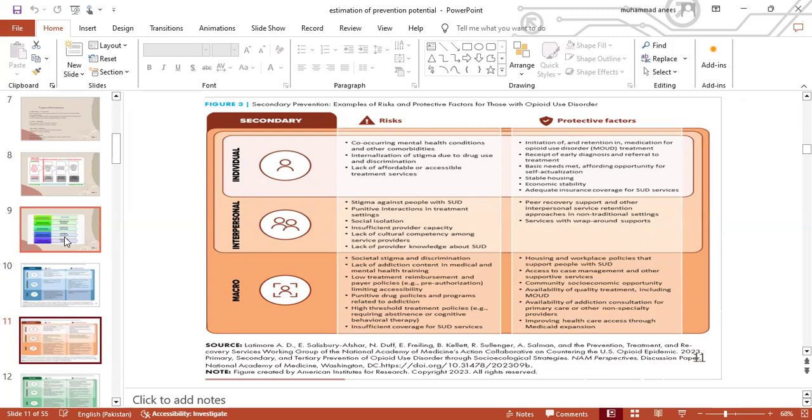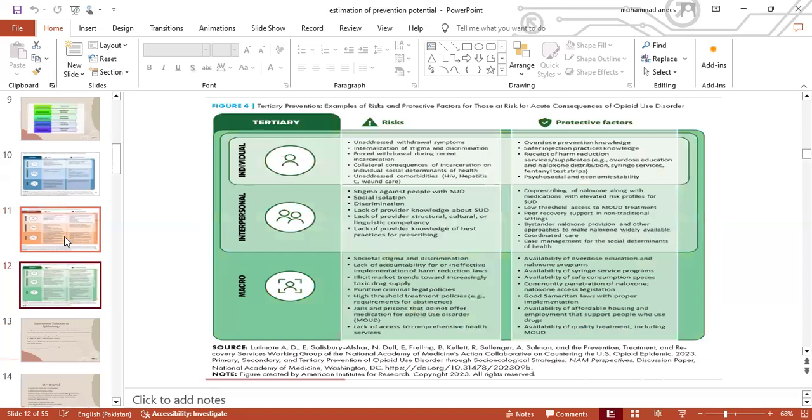So what are the protective factors which can provide the secondary prevention against these risk factors? These are the initiation of and retention in medication for opioid use disorder treatment, receipt of early diagnosis, basic needs met, self-actualization, stable housing. At interpersonal level: peer recovery, support, and other interpersonal service retention. And at macro level: housing and workplace policies, access to case management and other supportive services, availability of addiction consultation.